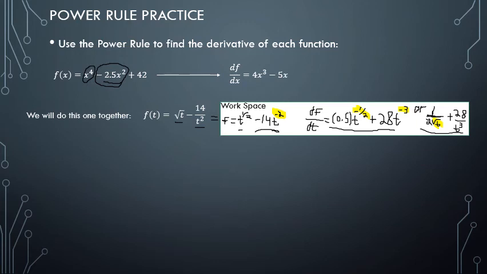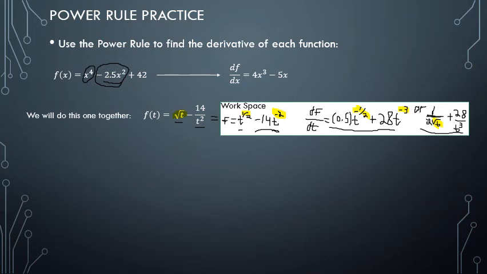So again, what did we do? Let's take a step back and look at how we did this. First, we had to turn these things that aren't exponents into exponents, because we need exponents to do the power rule. You can't do square root minus 1. That doesn't make sense. But you can do 1/2 minus 1. So we turn our square roots into fractional exponents.